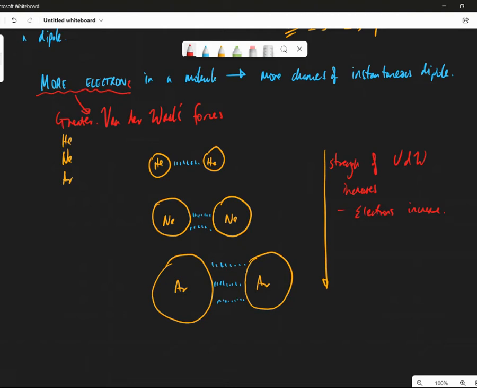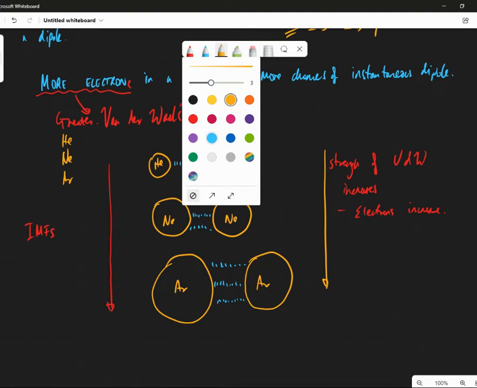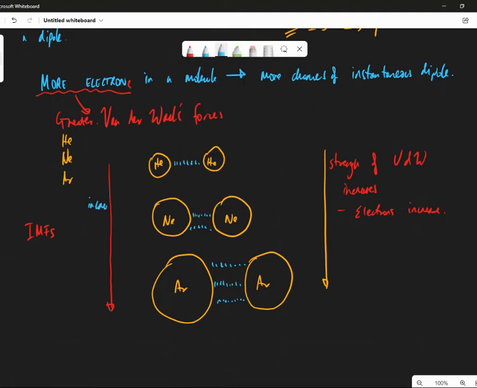Okay, so a consequence of this, by the way, is that all of these we're going to talk about are IMFs. The IMFs increase between helium and argon, and one of the ways we can see this physically is that we can see an increase in boiling point.